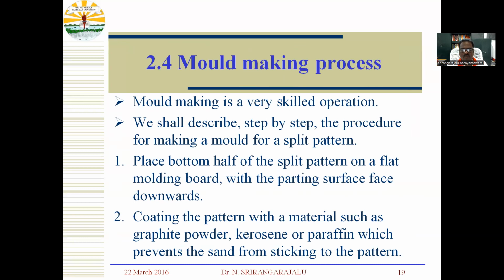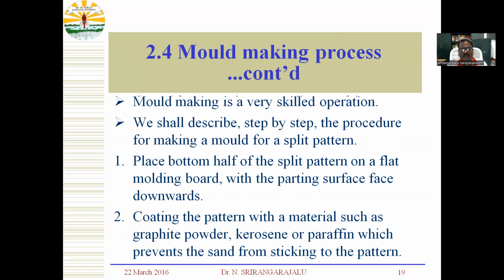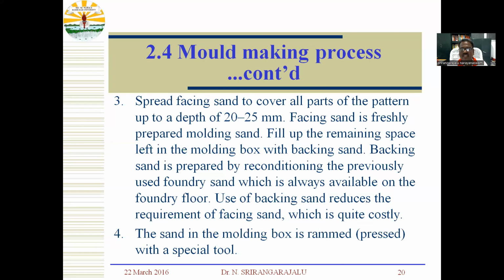Mold making process. Mold making is a very skilled operation. We shall describe step by step the procedure for making molds for a split pattern. Place the bottom half of the split pattern on the flat molding board with the parting surface downwards. Coating the pattern with materials such as graphite powder, kerosene, or paraffin prevents the sand from sticking to the pattern. Spread facing sand to cover all parts of the pattern up to a depth of 20 to 25 mm. Facing sand is freshly prepared molding sand.